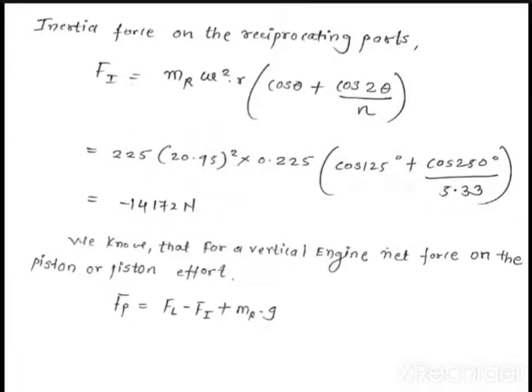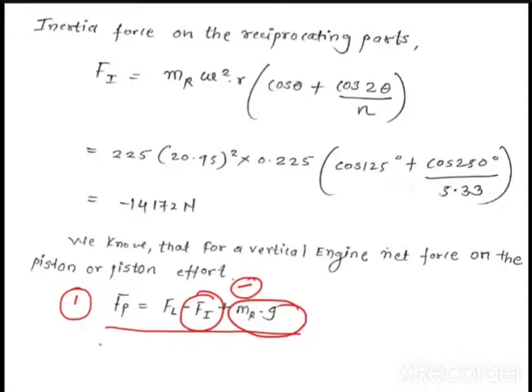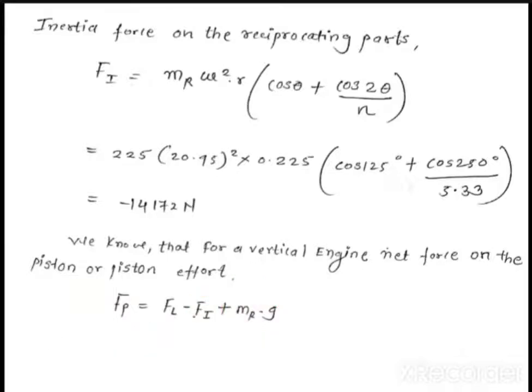Now we know that for a vertical engine, we need the net force on the piston, the piston effort. First step: Fp is equal to Fl minus Fi plus Mr into g. Basically, when the masses are accelerating we take a minus sign, and when there is a downward stroke we take a plus sign for Mr into g. So accordingly this formula arrives: Fl minus Fi, because the masses are accelerating, plus Mr into g.